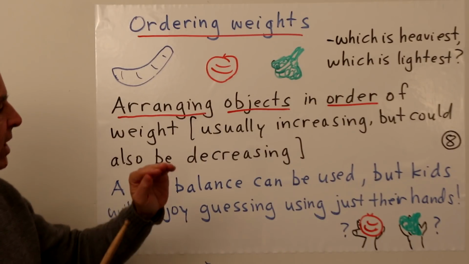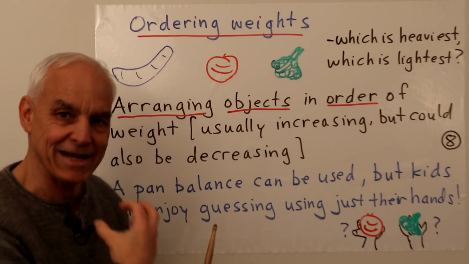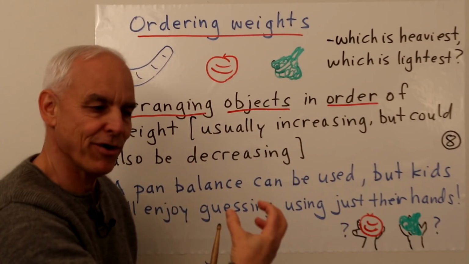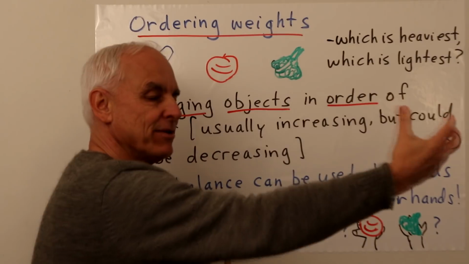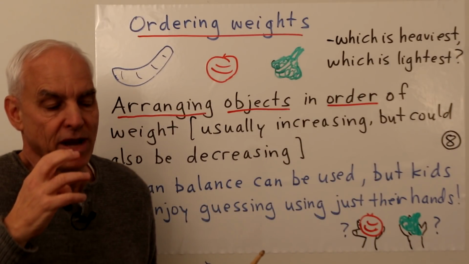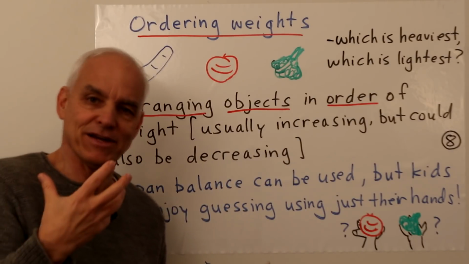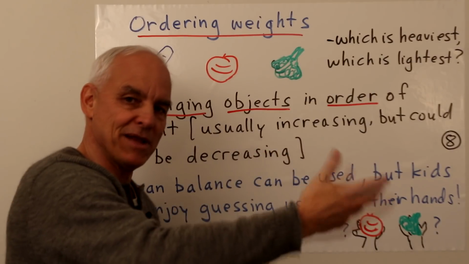Now that order of weight could be increasing order. So we want to start with the lightest one, and then a little bit heavier, and then a little bit heavier until finally we get to the heaviest one. But maybe in some other context, we would want to have them arranged in order of decreasing weight, with the first one being the heaviest and the last one being the lightest.